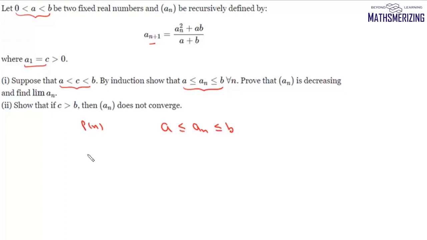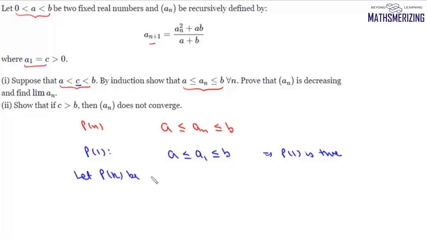Now we have to prove this statement for n equals 1. Now if we take n equals 1, we'll get a1 greater than or equal to a but less than or equal to b. And the question says this a1 is c and c lies between a and b. That means P1 is true. Now we'll let Pk be true. So we can write a_k will lie between a and b. Now we square it, we'll write a^2 is less than or equal to a_k^2 and less than or equal to b^2.